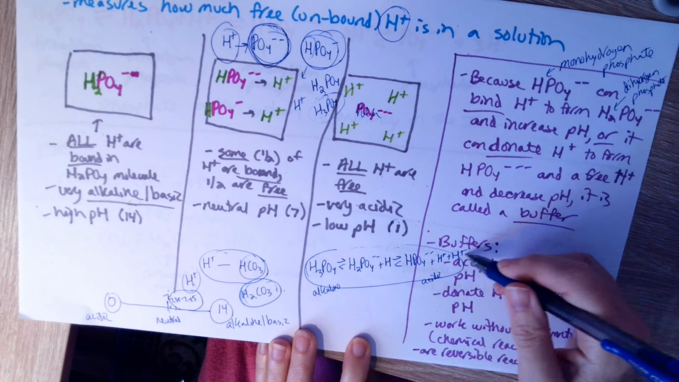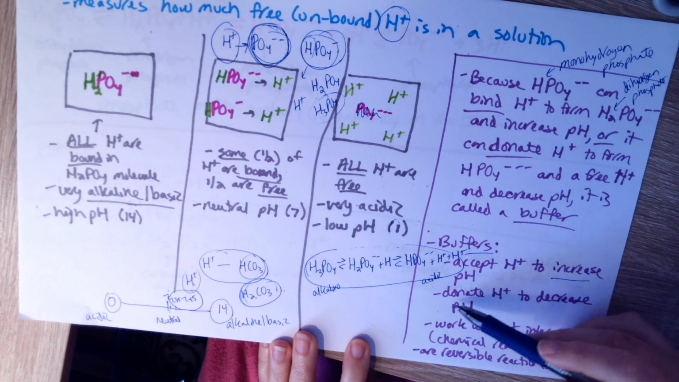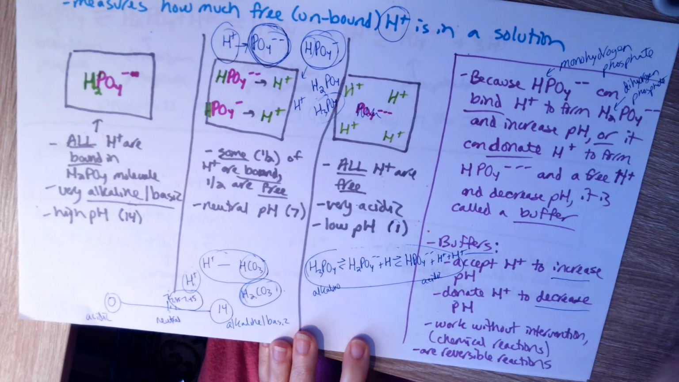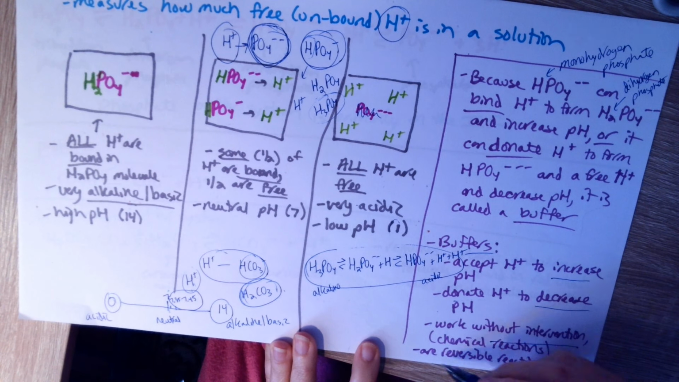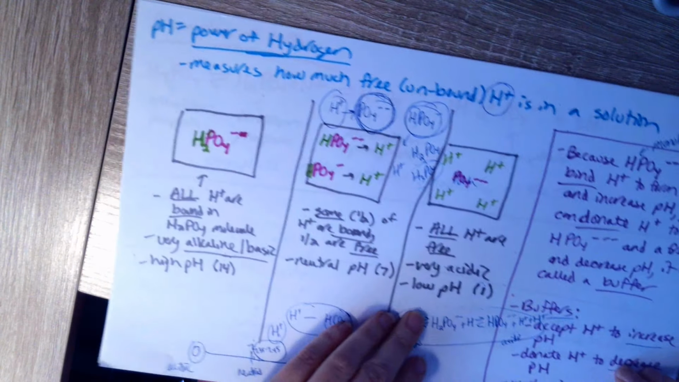So in a nutshell, buffers. They accept hydrogen when you need to increase the pH, make it more alkaline. They donate the hydrogen when you need to decrease the pH, make it more acidic. They don't need any sort of stimulus. They don't need the body to do anything. It's just a chemical reaction that's going to happen no matter what the body does. And it's reversible, so it can go backwards and forwards.